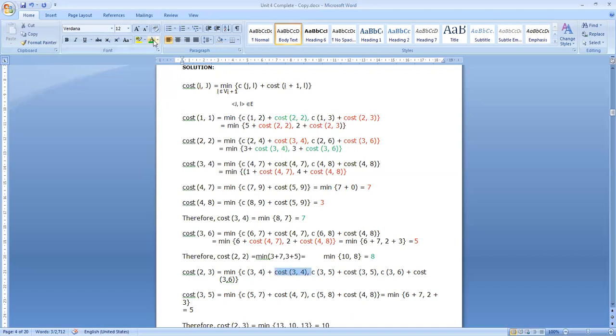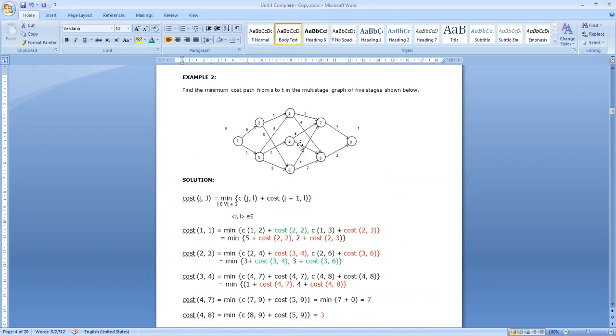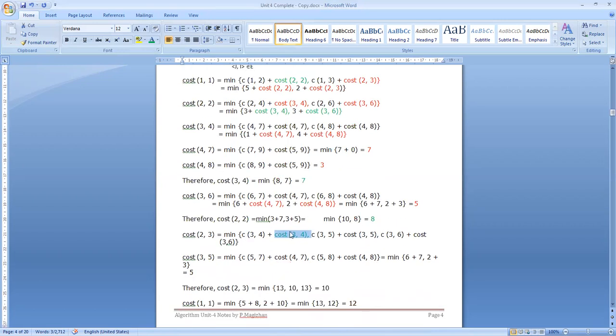It is already available. Then cost of 3, 5 I have to find. So cost of 3 comma 5, that is vertex 5 in the stage 3. Vertex 5 is connected with vertex 7 and 8 with weight values 6 and 2. So cost of 3 comma 5 is equal to minimum of C of 5 comma 7 plus cost of vertex 7 in the stage 4, comma C of 5 comma 8 plus cost of vertex 8 in the stage 4.